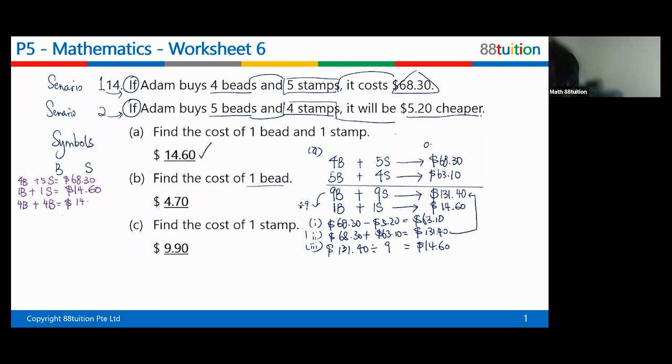$63.10. Very good. Because you have 1b, 1s, so you find 4b, 4s. That will give you the cost of whatever you want, and then you can get the extra thingy, right? So $14. 4b, 4s will give you how much? $58, something like that. You must use a calculator to press.